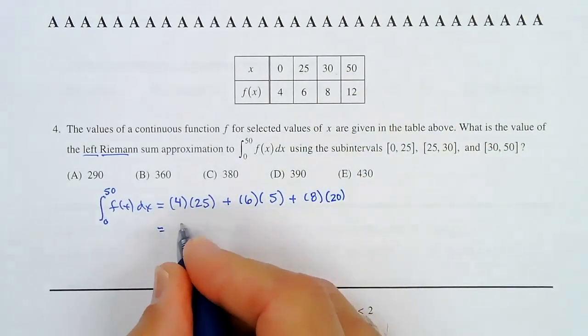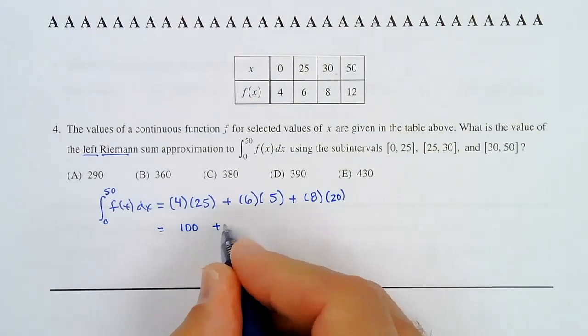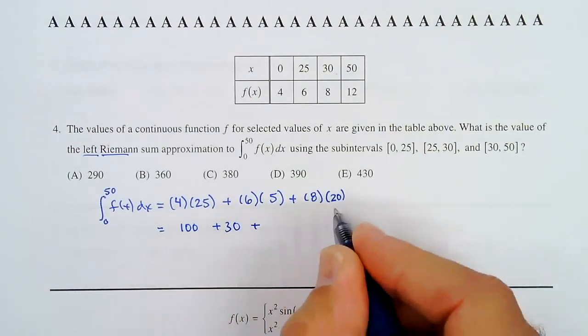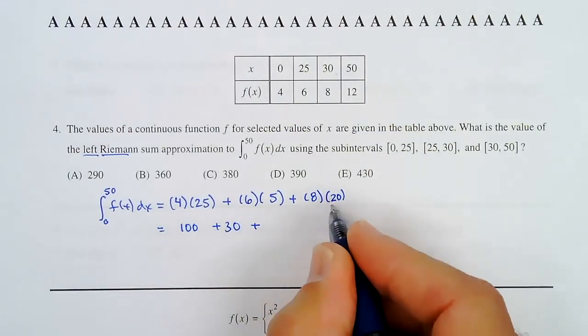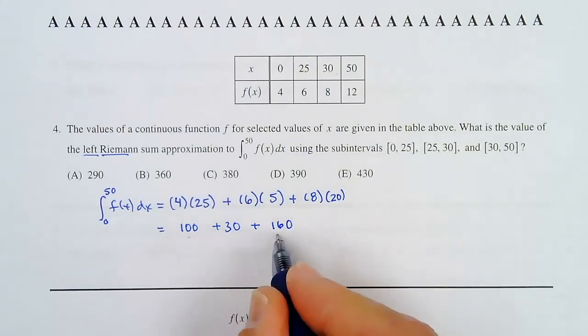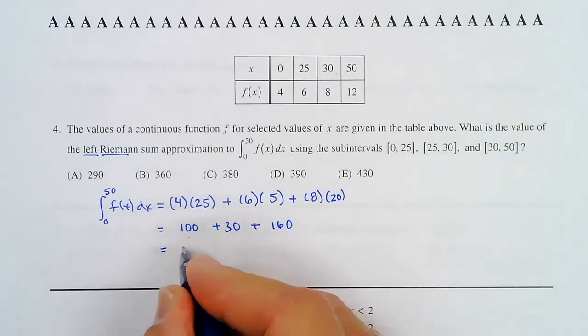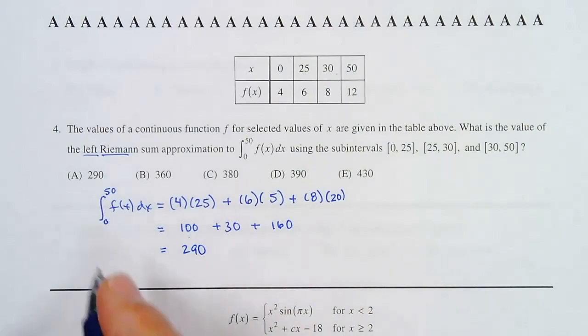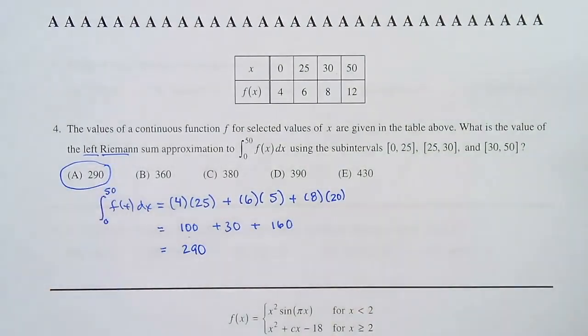So then this would be 100 plus 30. And then plus 8 times 20, well, 8 times 2 is 16, so this would be 160. And so these two added together would give you 260. And so this gives you 290. And so the correct answer is A.